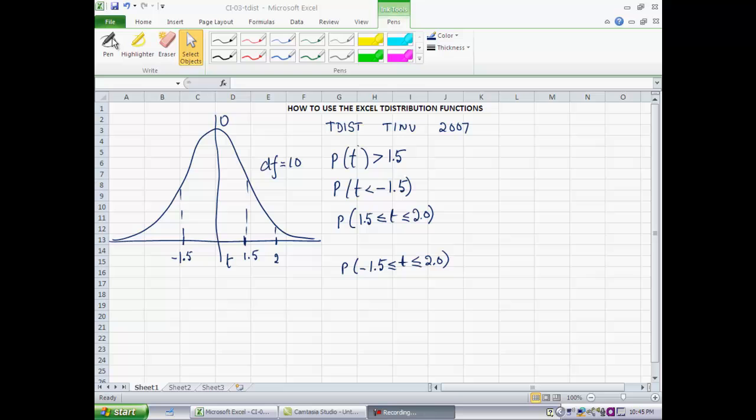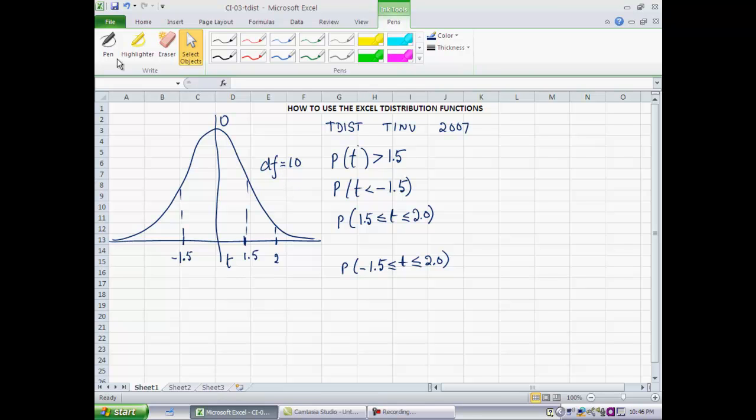In this segment, we will see how to use Excel's built-in function to compute probabilities associated with the t-distribution. Now, the t-distribution is also a continuous probability distribution. It's also bell-shaped. It looks very much like the normal distribution, but it tends to be a little squatter. I mean, a little shorter and fatter. Okay. Now, every t-distribution has associated with it something called degrees of freedom.